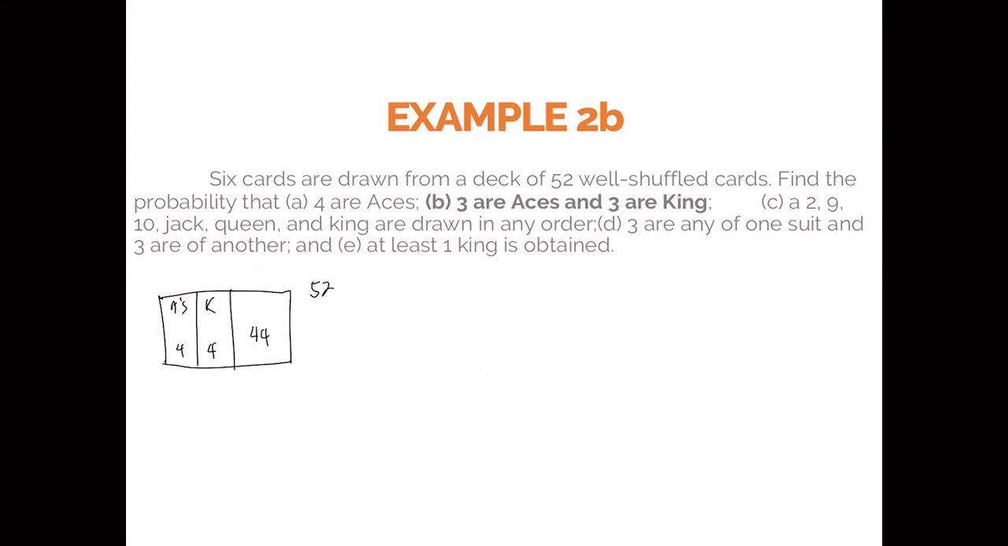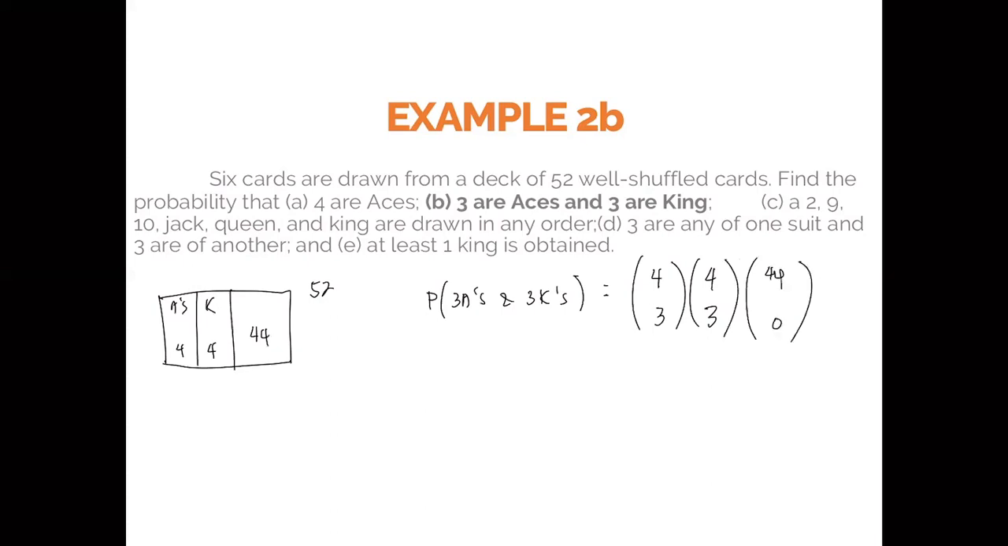So, paano yung solution ngayon niyan? So, 3 aces and 3 kings. So, ibig sabihin, mula dun sa apat na ace, kukuha tayo ng tatlo. Mula dun sa apat na king, kukuha tayo ng tatlo. Ano mangyayari dun sa remaining, sa failure natin? 44, kuha tayo ng 0. Okay? So, ito is 52, 6. Ito yung total natin.